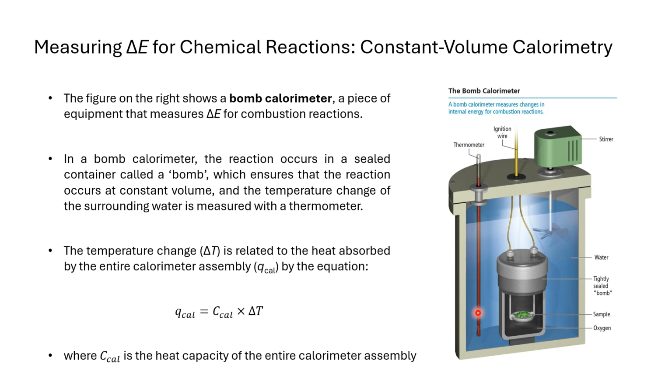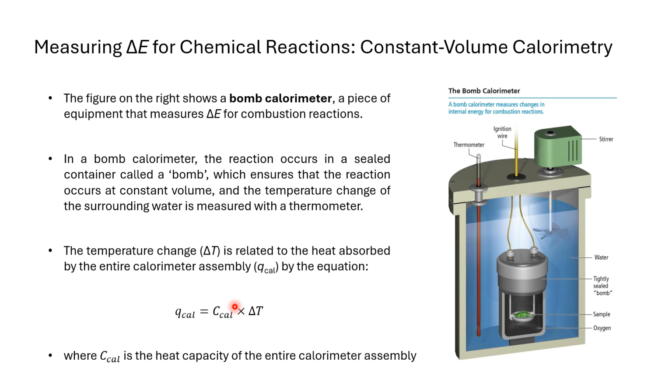And notice there's a thermometer in here, right? It's going to track the temperature of the water change after this sample goes through a chemical reaction. There's also a little stirrer here to stir the water, make sure everything's nice and uniform, the temperature is uniform. But this is basically what a bomb calorimeter is. And we can calculate the energy that's absorbed by the calorimeter, right? Q-cal, right? So Q subscript cal is just the heat from the calorimeter that the calorimeter absorbed from the reaction.